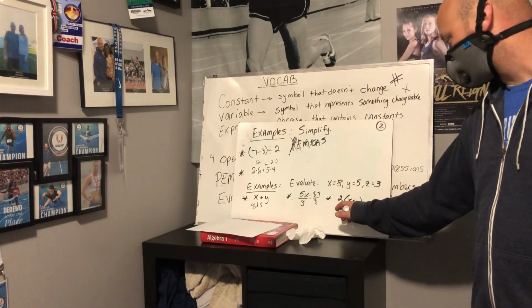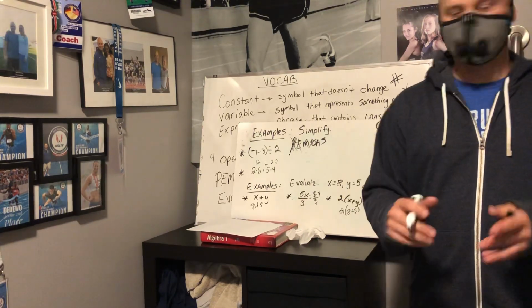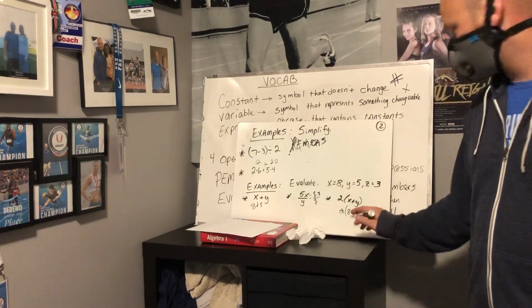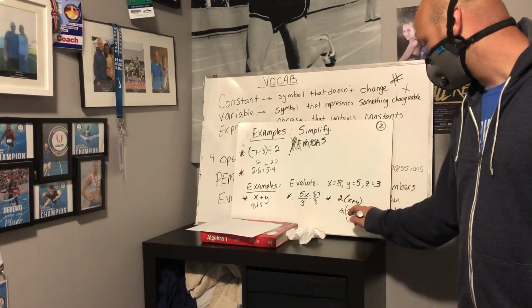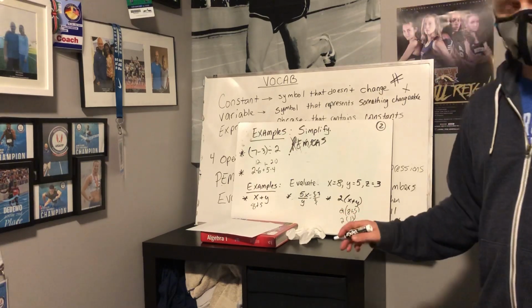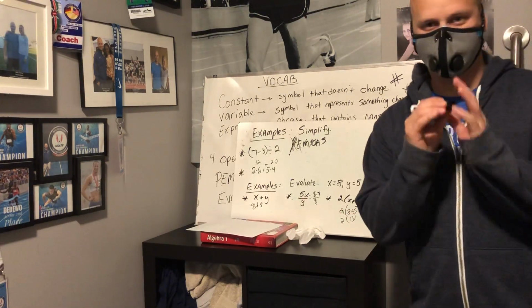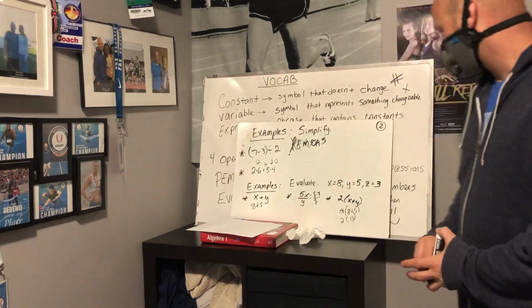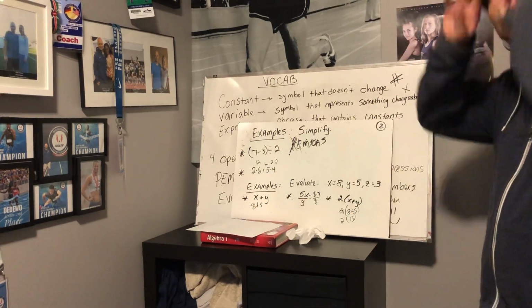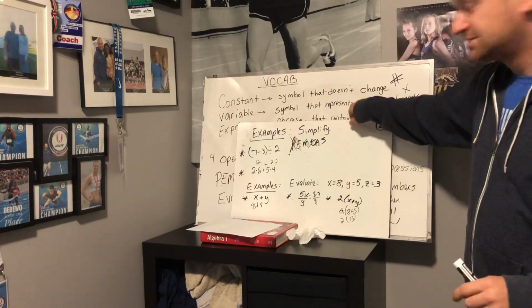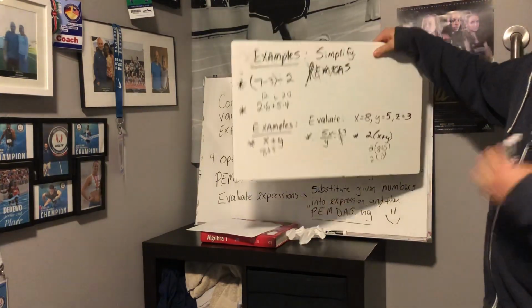So what do we do first? What does PEMDAS tell us? Parentheses, 13. We do 13 here. No exponents, but we multiply. So we do 2 times 13, which gives you 26. Okay? So that is how you simplify and evaluate.